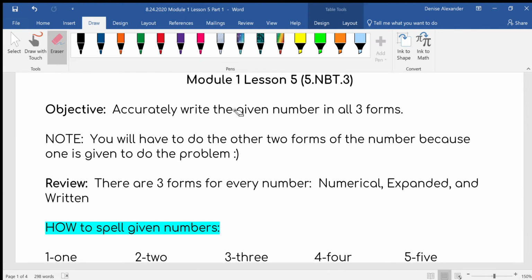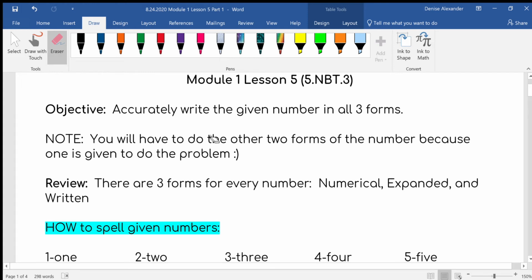I know you've just watched the gentleman on Engage in New York go through these problems, but I've decided I wanted you to have it from my point of view as well, and you can see it through the worksheet we'll be giving. We're working on the standard NBT, so you will be able to accurately write the given number in all three forms. And the forms are numerical, also known as standard, expanded form, and written form.